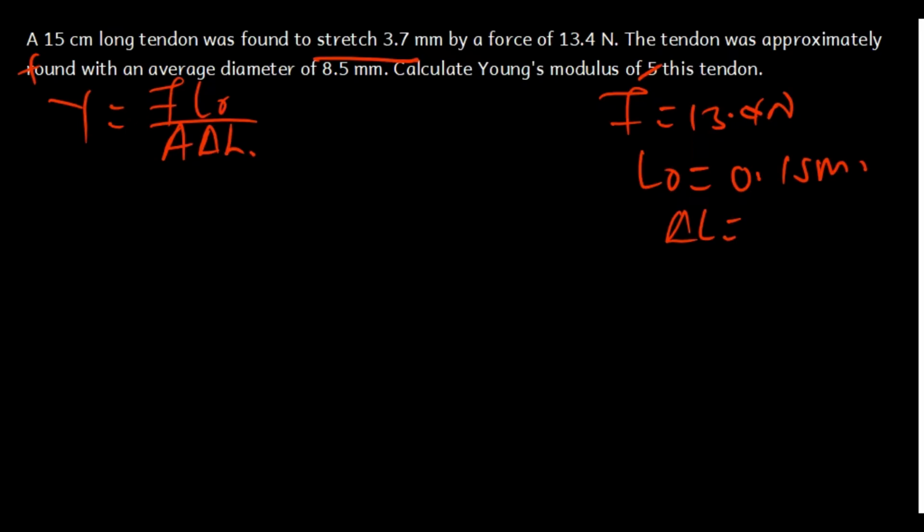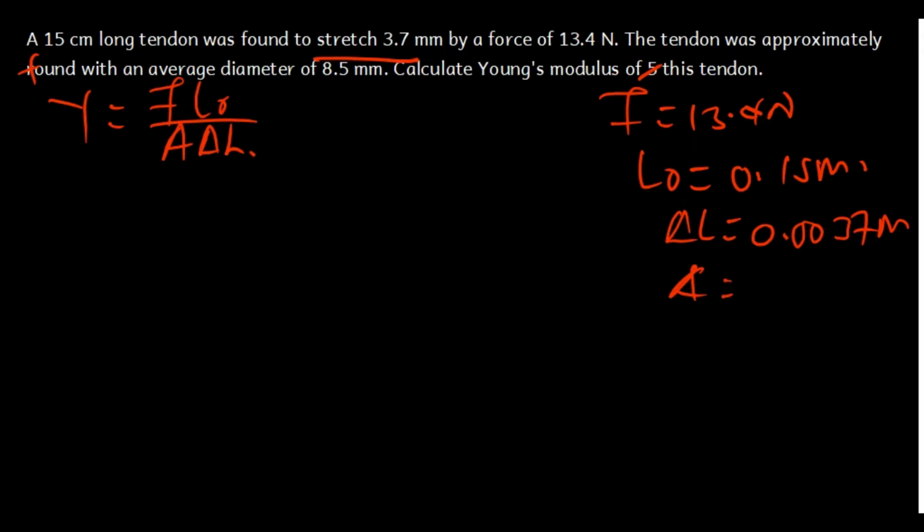To convert this 3.7 into meters, first I can convert it into centimeters. I'm going to divide it by 10, meaning I've converted from millimeters into centimeters. Again, converting from centimeters to meters, we divide by 100, which is just the same as dividing by 1000. So I'm going to divide it by 1000, which is going to give me 0.0037 meters. Now we need to find the area.